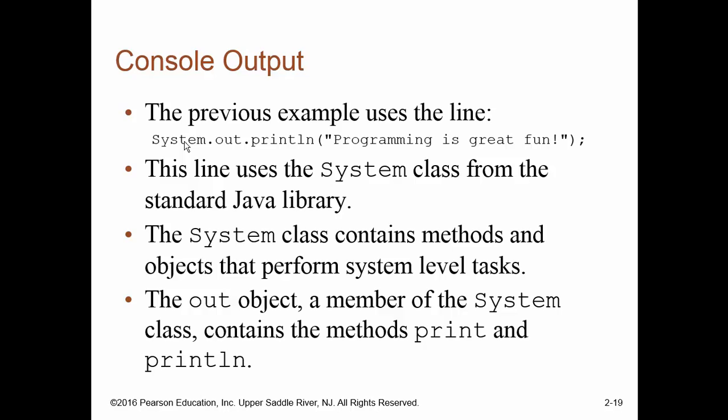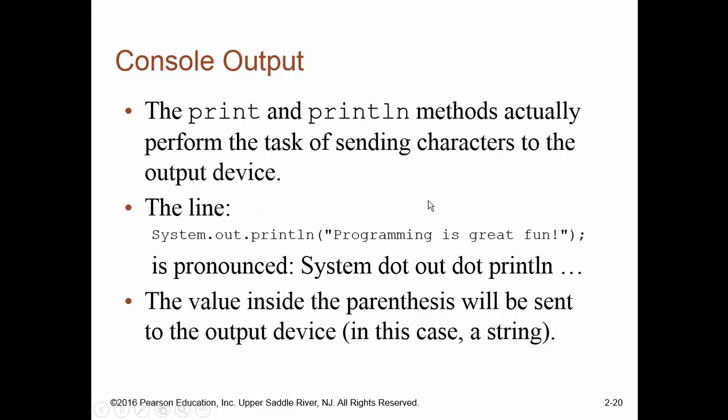So the system class, as mentioned there, contains methods and objects to perform things at the system level. There is an out object in there, and out has among it print and println. What's the difference? Println prints this and then puts the cursor at the beginning of the next line. Print without the ln would leave the cursor right here. As it says, this is really pronounced system.out.println.